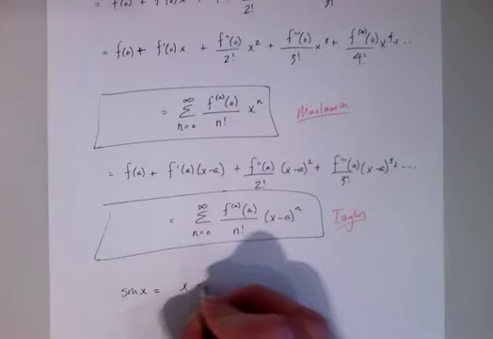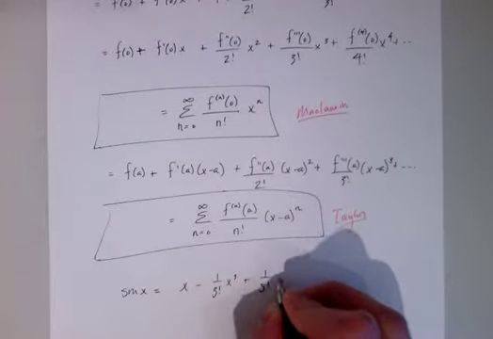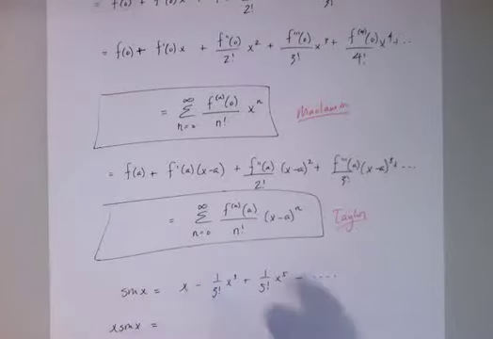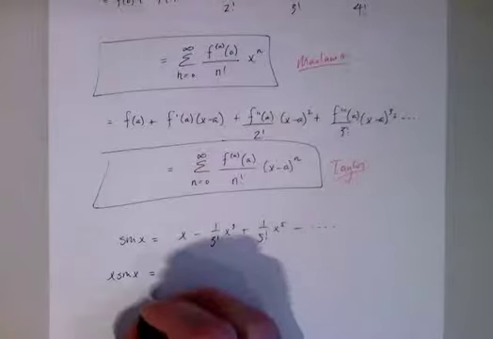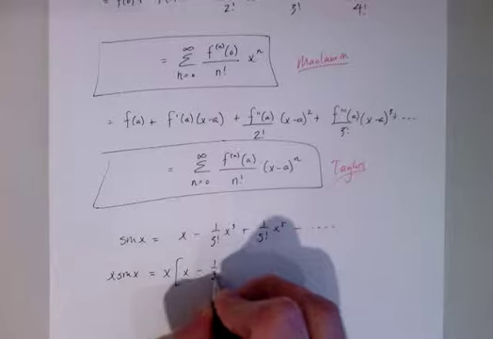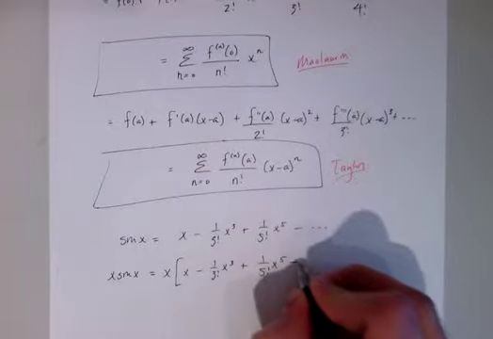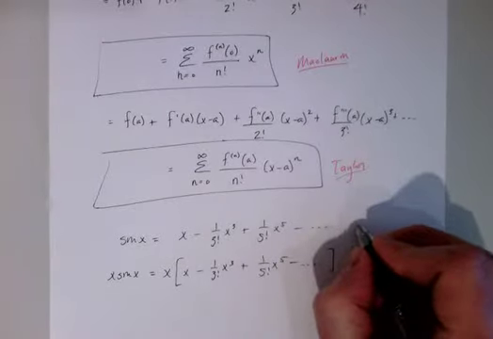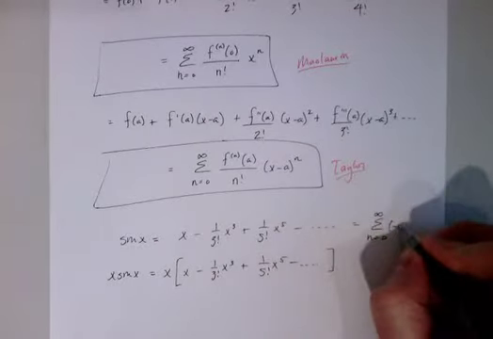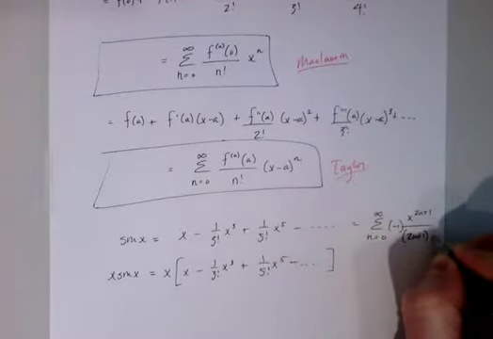Happens to be equal to x minus 1 over 3 factorial x cubed plus 1 over 5 factorial x to the fifth minus dot dot dot. What is x times sine x? Well, you just take an x and distribute it across this infinite polynomial, and that shouldn't be that big of a deal, right? And remember that this was the sum from n equals 0 to infinity of negative 1 to the n, x to the 2n plus 1 over 2n plus 1 factorial.